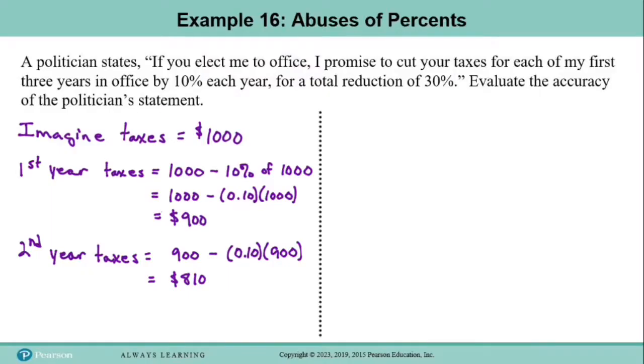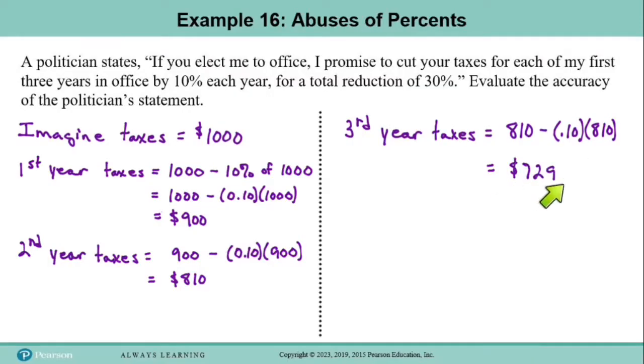Okay, now for the third year, we are going to pay not the $810 that we paid last year, but $810 minus 10% of the $810. So that gives us a tax bill of $729 for the third year. Now you can see that each year taxes did decrease by 10%, but it's not 10% of the $1,000 that we started with, it's 10% of the previous year's tax bill. Okay, so that's why you see that each year this goes on, our discount is smaller compared to the year before.